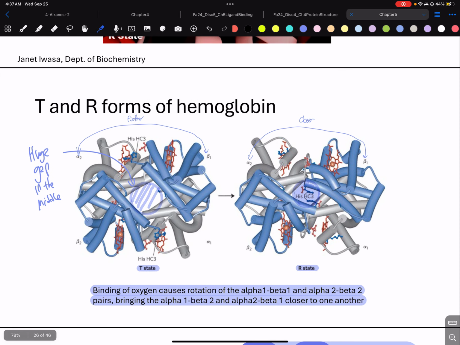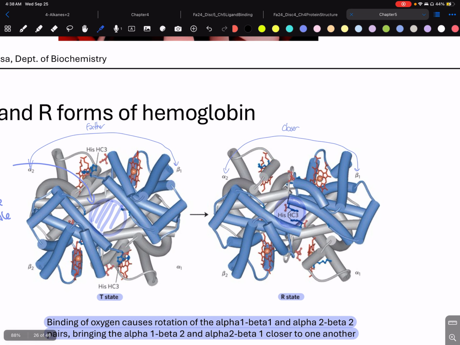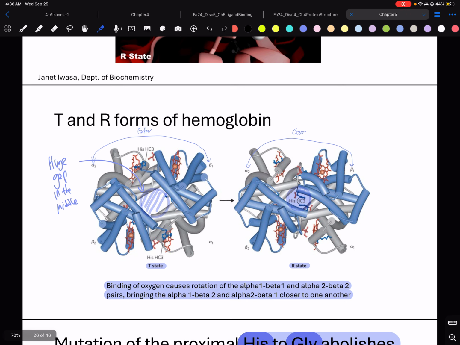So in the taut state where there's no oxygen bound, you have this open gap here in the middle of your heme. And the alpha 2 beta 1 and alpha 1 beta 2 chains are farther apart, so the interaction isn't as great. However, when you do get the binding into the relaxed state of oxygen, it brings the alpha 2 beta 1 and alpha 1 beta 2 chains closer to one another. So that's how it changes its conformation.